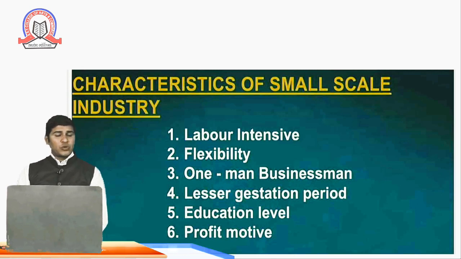Part and parcel of the education level: if you consider the education level of small scale industry owners, even a simple skill, like ITI holders, plumbers, carpenters, they can start their business with a simple skill. And obviously, like other business organizations, small scale industry is a profit motive organization. To earn profit is the main or primary objective of every small scale industry business.